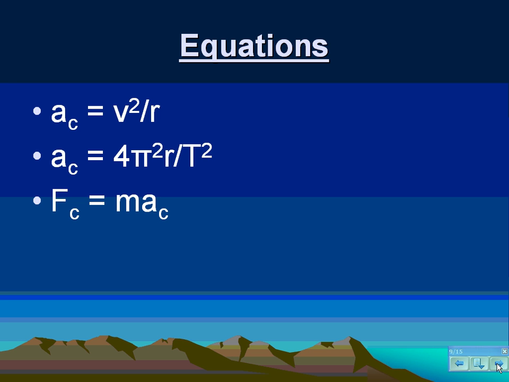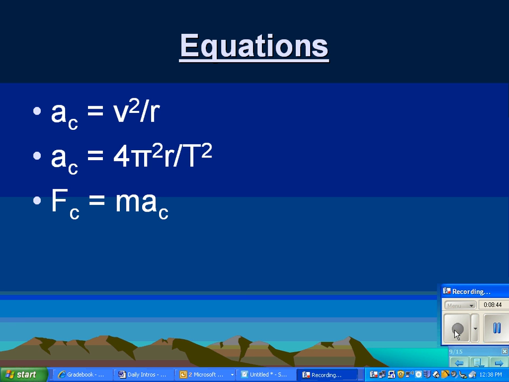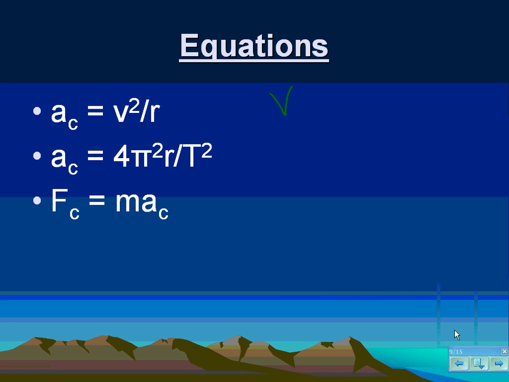Let me show you where the second equation comes from. When I'm going in a circle, well, hold on a second, let's back up. What was our original definition of velocity? Distance times time? Or divided by time? Distance divided by time, right?